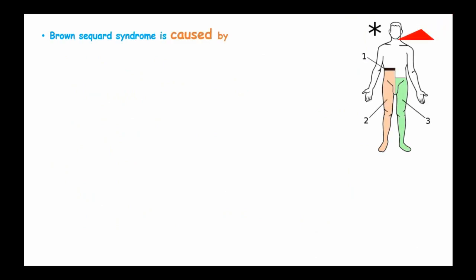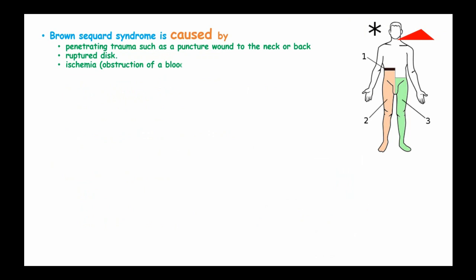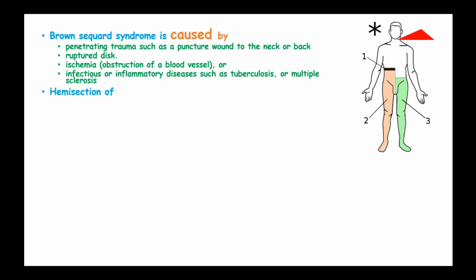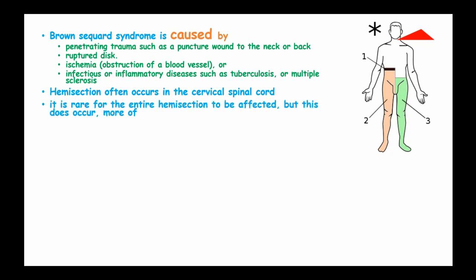Brown-Sequard syndrome is caused by either a penetrating trauma such as a puncture wound on the neck or the back, a ruptured disc, ischemia or obstruction of blood vessels, or sometimes infectious or inflammatory diseases such as tuberculosis or multiple sclerosis. Hemisection often occurs in the cervical spinal cord, and it is rare for the entire hemisection to be affected, but mostly there is incomplete hemisection.